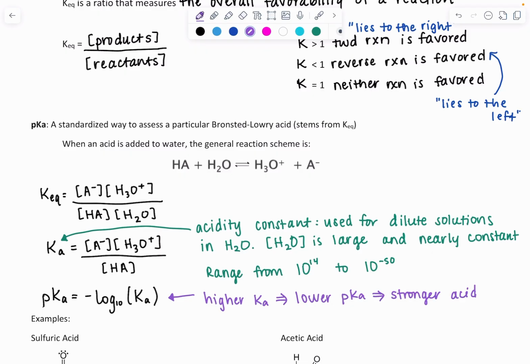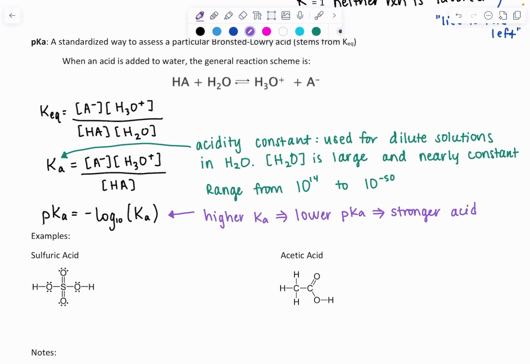Let's look at two examples. So we have sulfuric acid. Let me tell you the Ka. The Ka here is 10 to the 9th power. So this is a very strong acid. The pKa, which is negative log of the Ka, so 10 to the 9th, is -9. So that is the pKa of sulfuric acid. It is very low. It is negative. That indicates this is a strong acid.